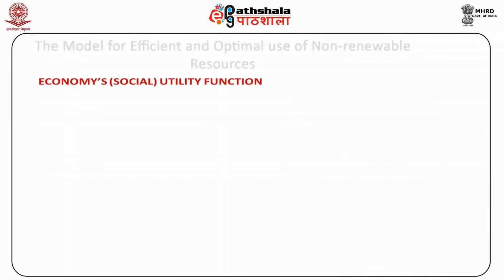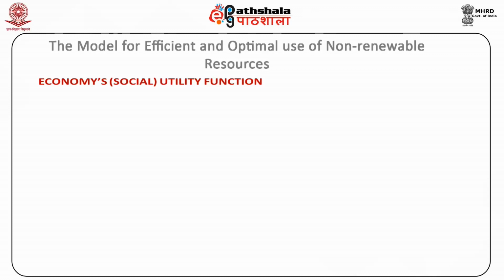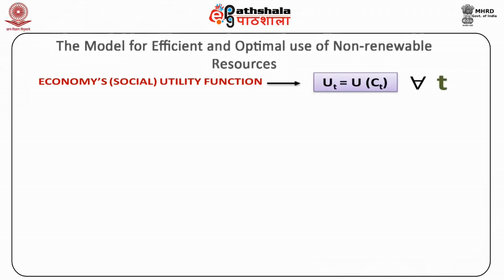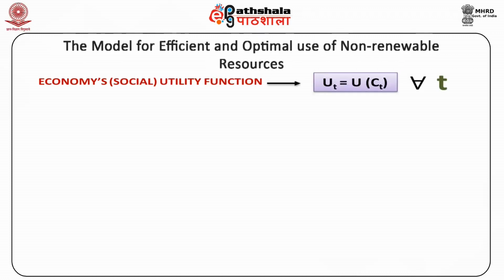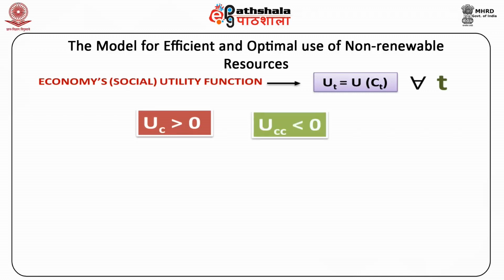Assume that the economy's social utility function at each point in time, u_t, is equal to u(c_t) for all t, where utility in each time period is a concave function of consumption, with u_c greater than 0 and u_cc less than 0.